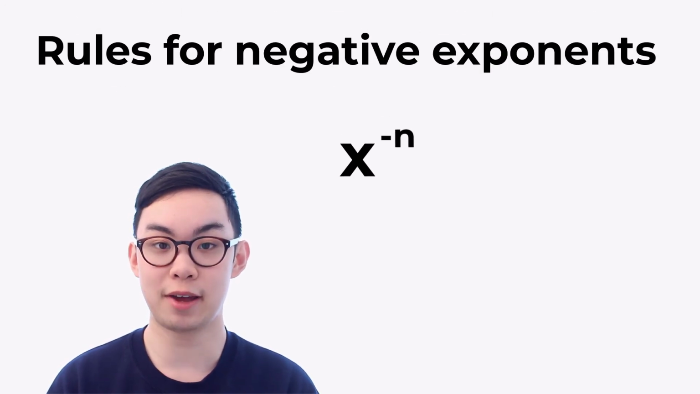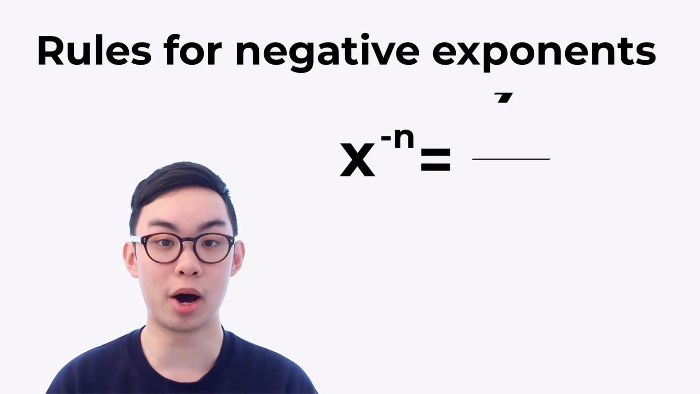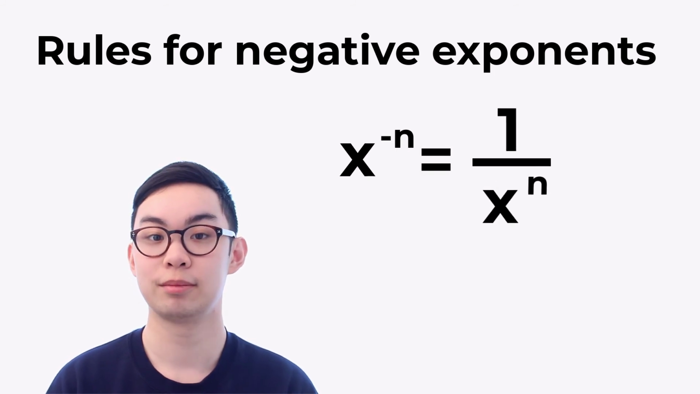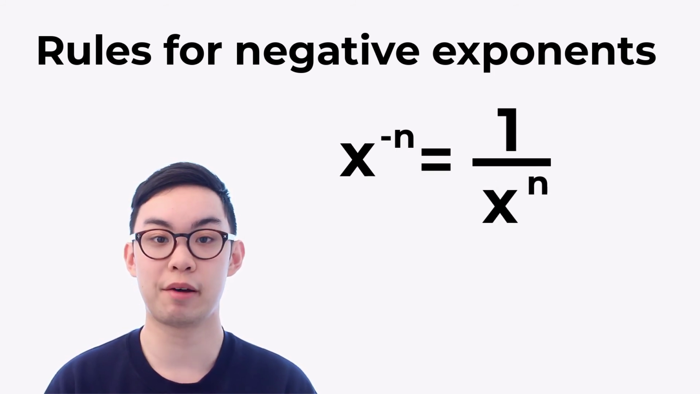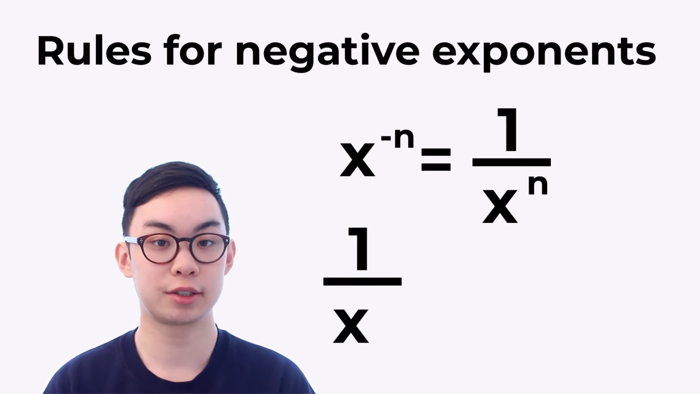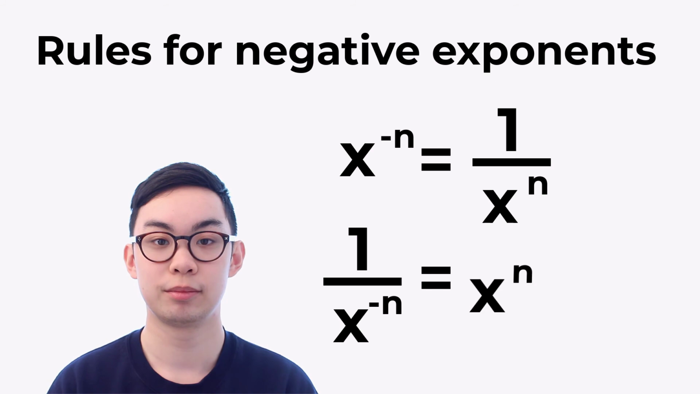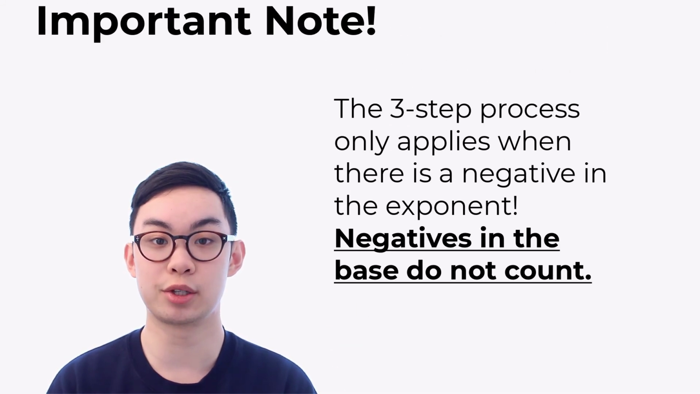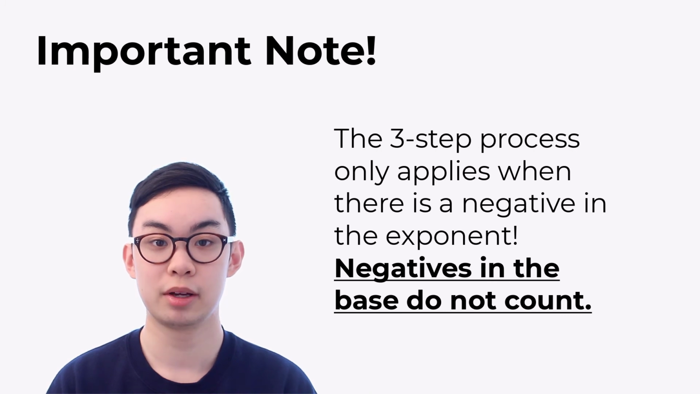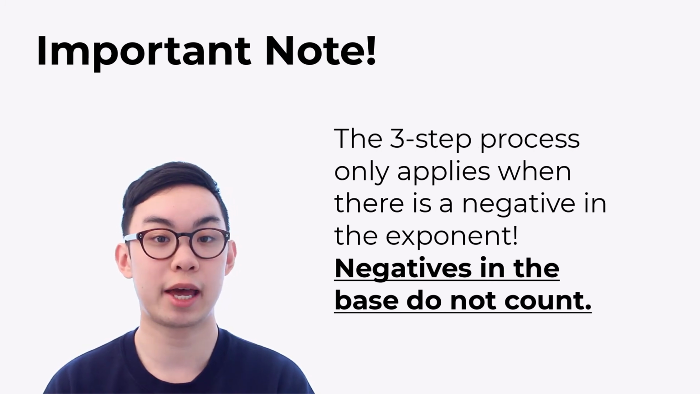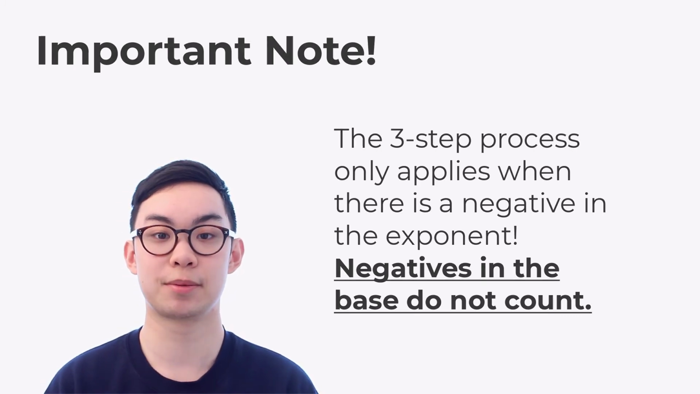In general, we have the following rules. x to the negative n is equal to 1 over x to the n. And we also have the rule 1 over x to the negative n is equal to x to the n. We also need to remember that this process only applies when there's a negative in the exponent. Negatives in the base do not count for our removal of negatives.